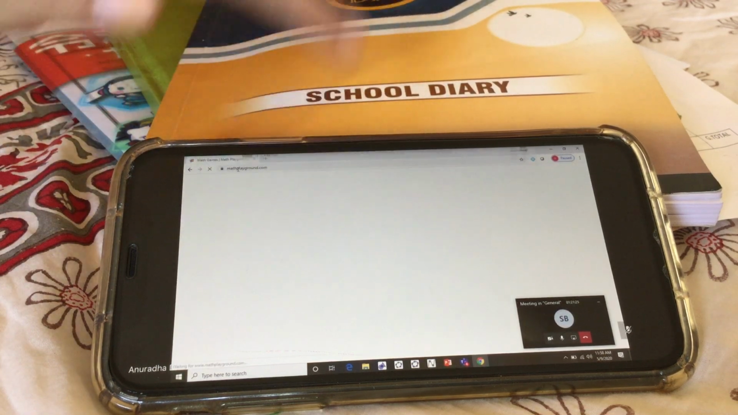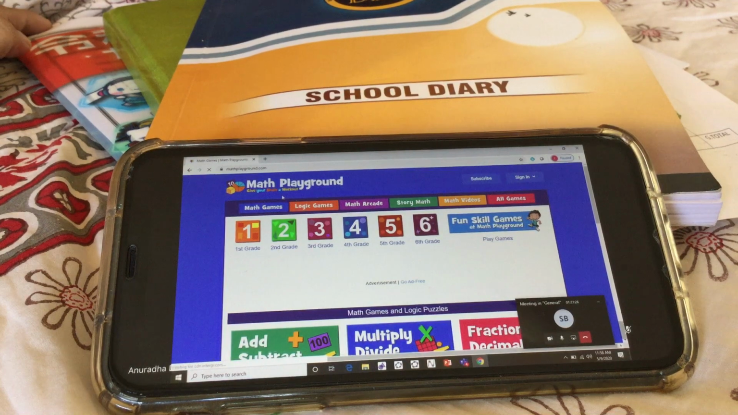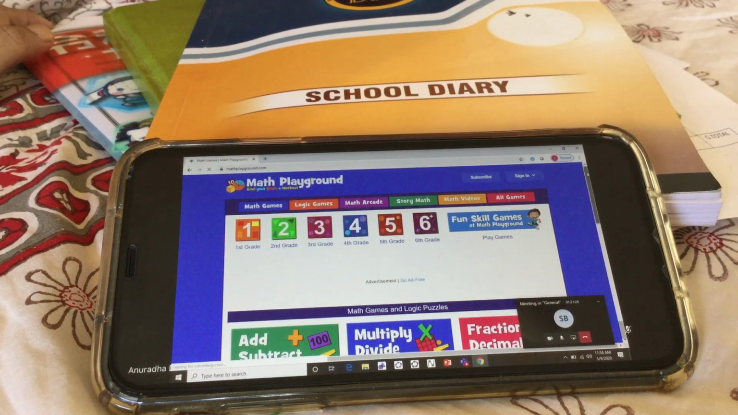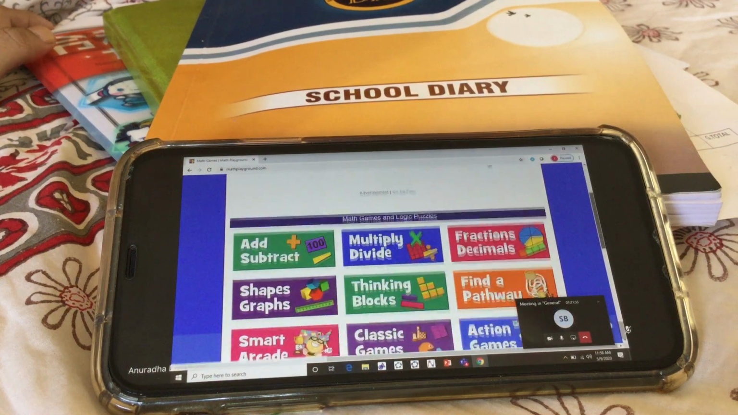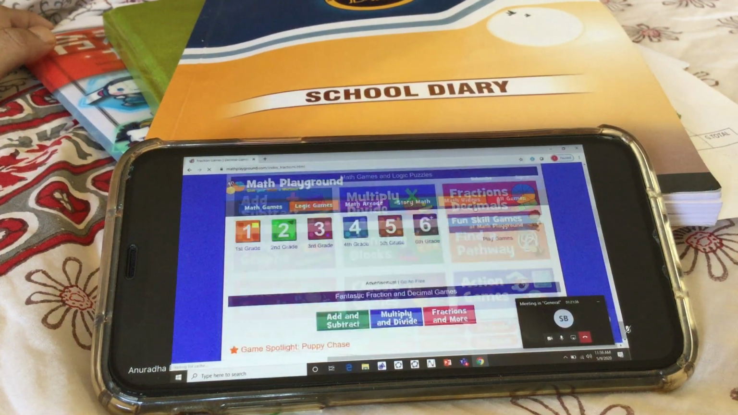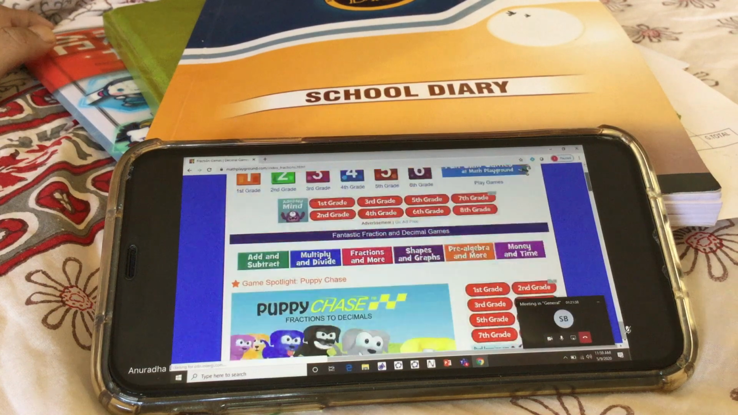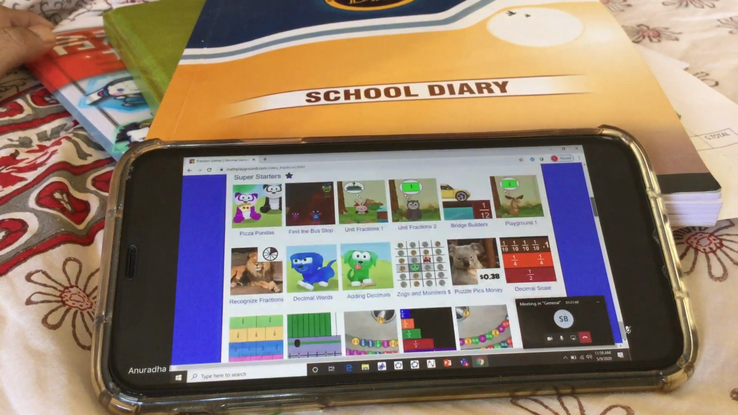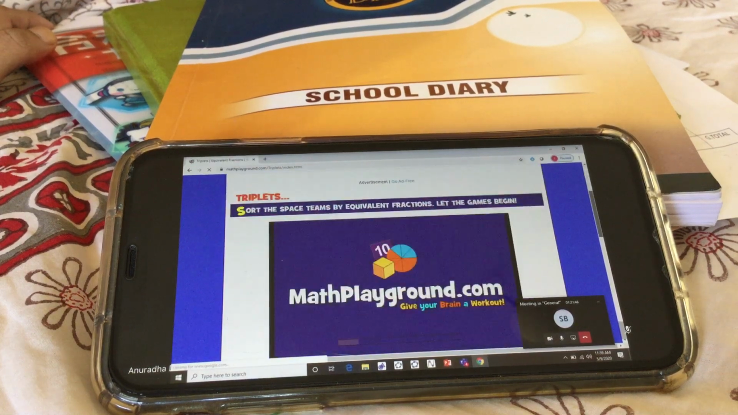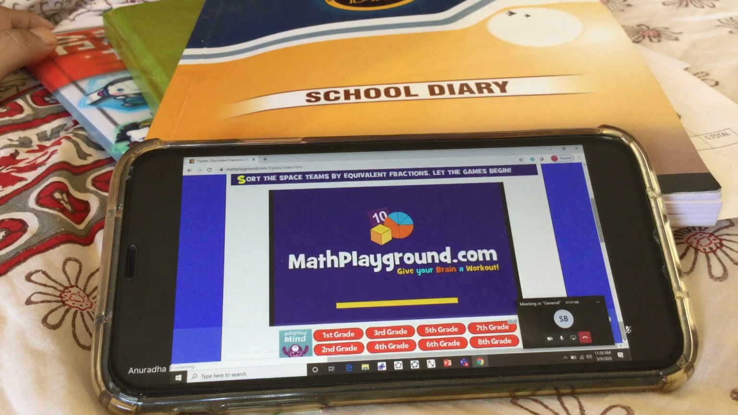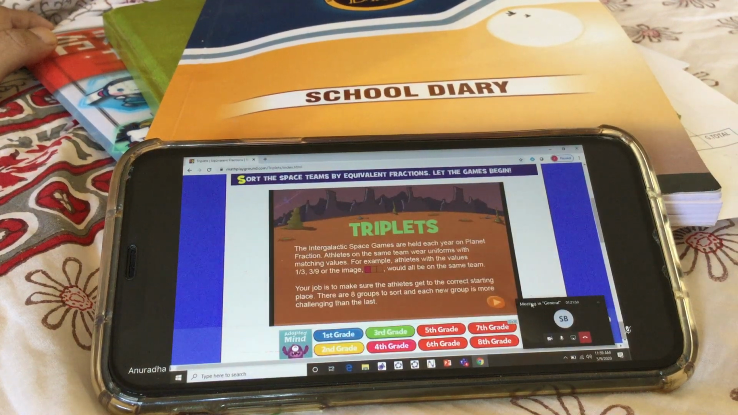So it is mathplayground.com. You can see it's so colorful. Logic games is chosen, and in that you can see so many things. When it comes to fractions and decimals, again, so much is there. All these are games. For example, we are talking about understanding fractions and equivalent fractions maybe. So here is the game.